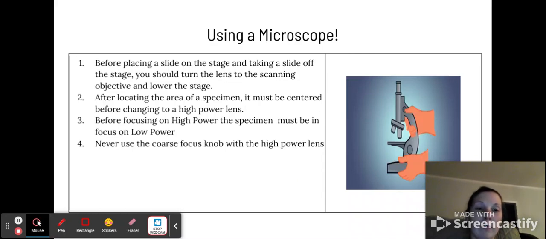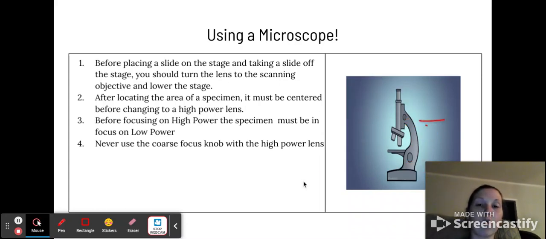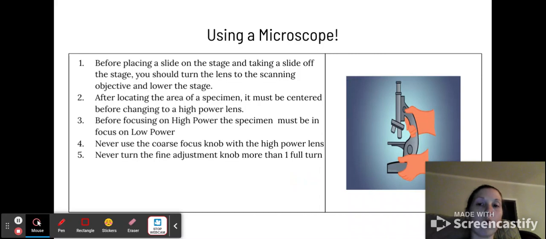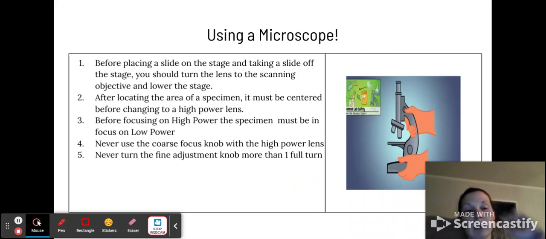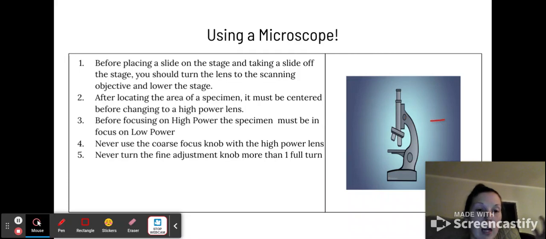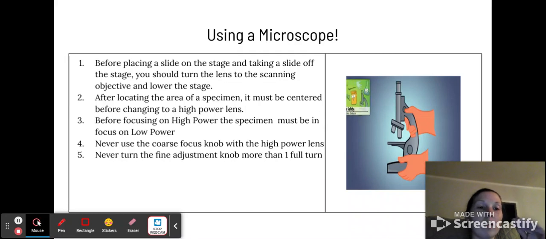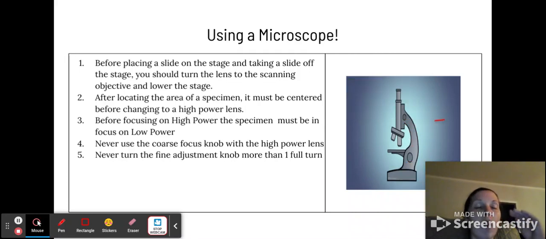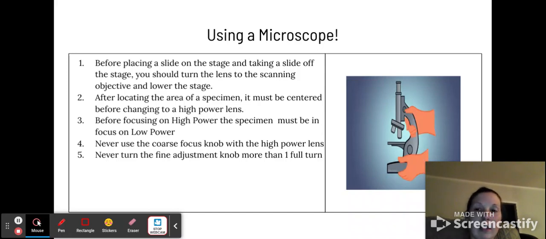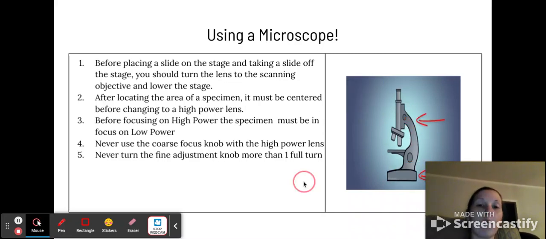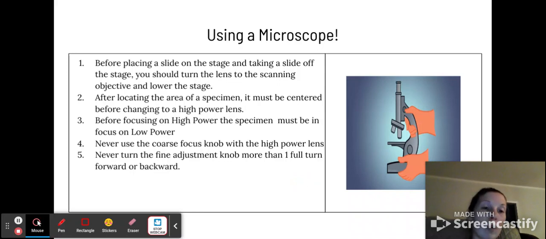So you start with the lowest, focus, move it up, focus, move it up, focus. Never use the coarse knob with the high power lens. The coarse focus knob is the one that will move your base up and down. Then you have a fine focus knob. I think there are different names for that, but I've always just called it a fine focus knob. A fine focus knob will move it very, very small distances that you use in terms of focusing with that high powered lens. So you'll never turn the fine adjustment knob more than one full turn forward or backward. If you're having to move it more than that, then the coarse knob should be used before that.